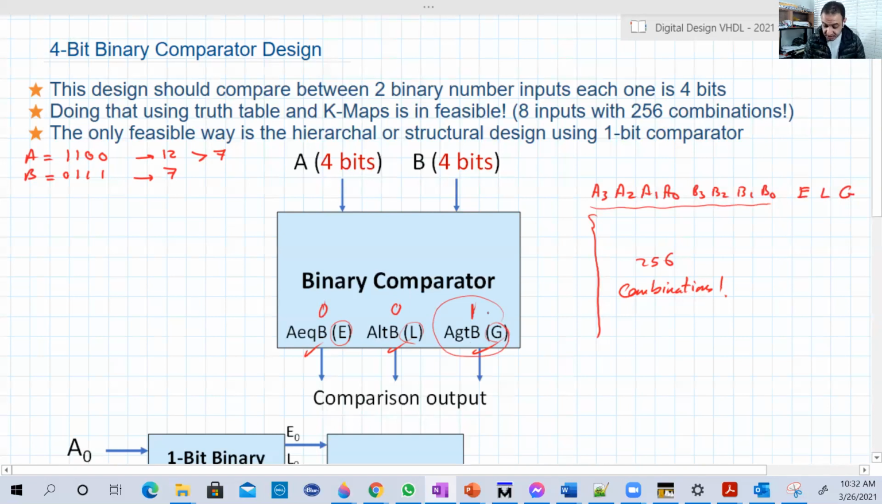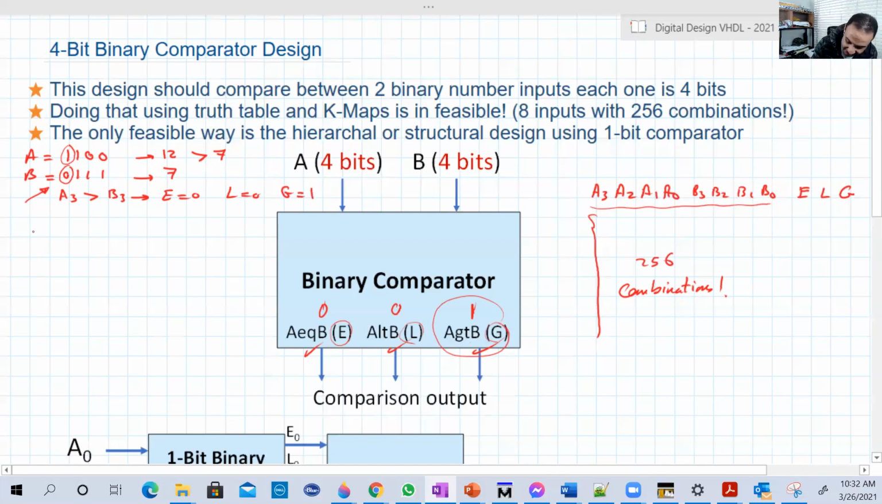Look at these two numbers. You will find something very interesting here: A3 is greater than B3, and that's enough. Whenever you see A3, the most significant bit of A, greater than B3, that means E will be 0, L will be 0, and G will be 1. Good. How about another example?